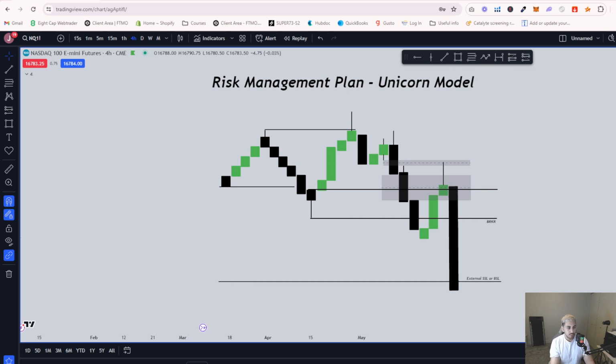So, the risk management plan for the unicorn model. Now, I do want to say this: the unicorn model and the plan I'm going to lay out here is going to be different for every single situation. Sometimes with the unicorn model, you might get a higher risk to reward. Sometimes you might get a negative RR, but for the most part, this video is just going to be a general guideline for you to follow. Again, it's going to be totally up to you.